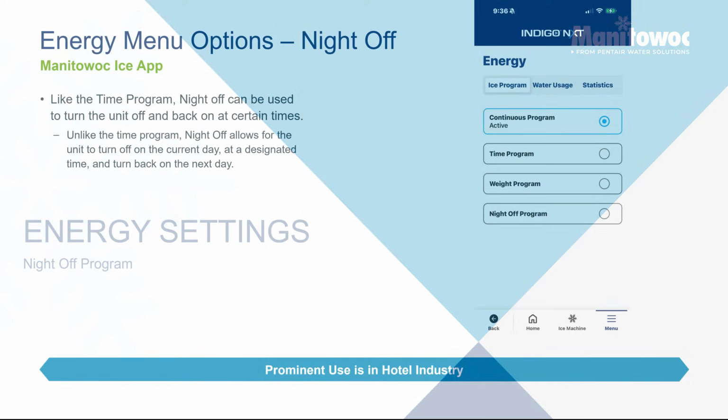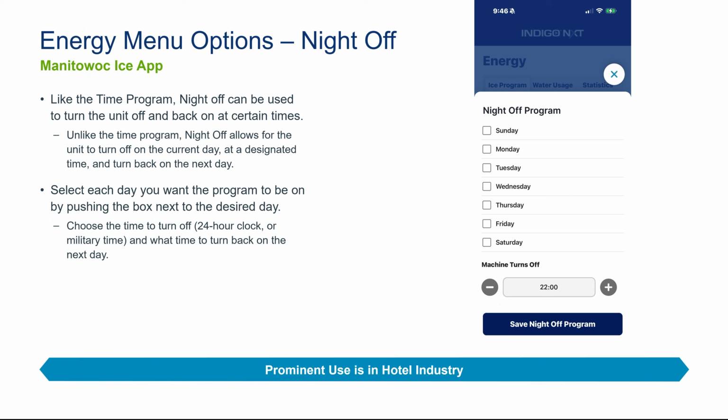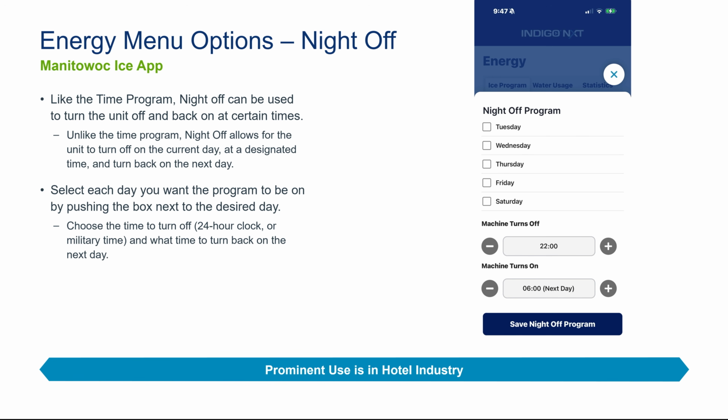Night off. So we're going to choose night off. And then we're going to choose which days we want this to be. So this is a little different than the time program. Time program tells me I can turn off the ice machine at a certain time of day and then turn the ice machine back on the same day. The night off program allows me to turn the machine off at a certain time today and then turn the ice machine back on at a certain time tomorrow.